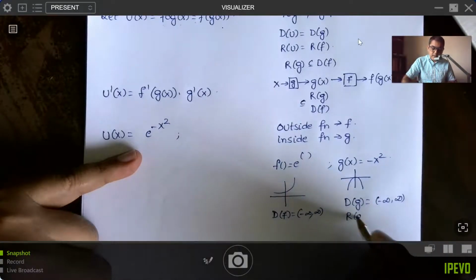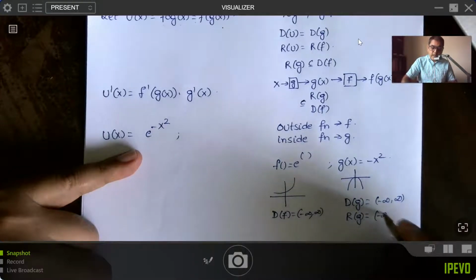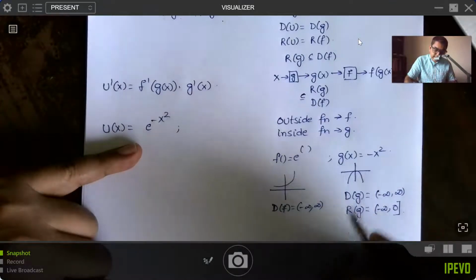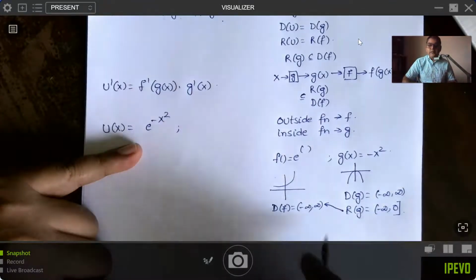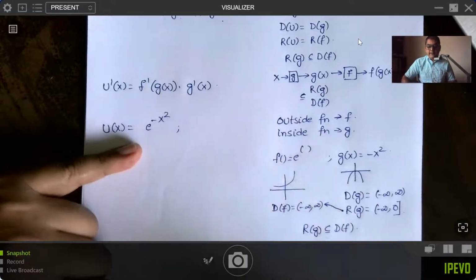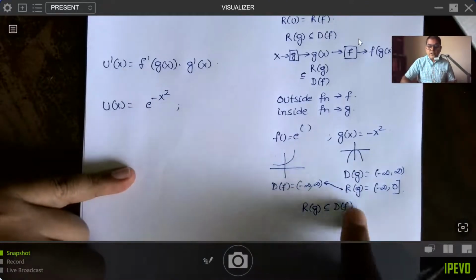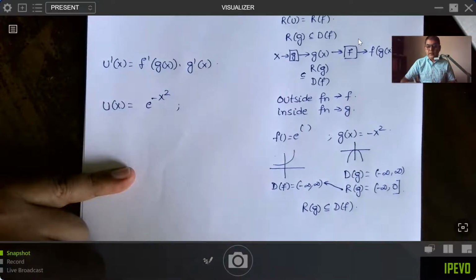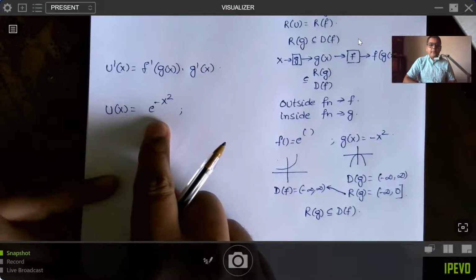the g is going to be, the least y value possible is negative infinity, and the highest y value is 0. Okay, so you can clearly see that the range of g is contained in the domain of f. Again, I repeat, the range of g is contained in the domain of the function f. So because the range of the function g is completely contained in the domain of the function f, the composition is well defined, and we can use the chain rule of differentiation to differentiate this function.